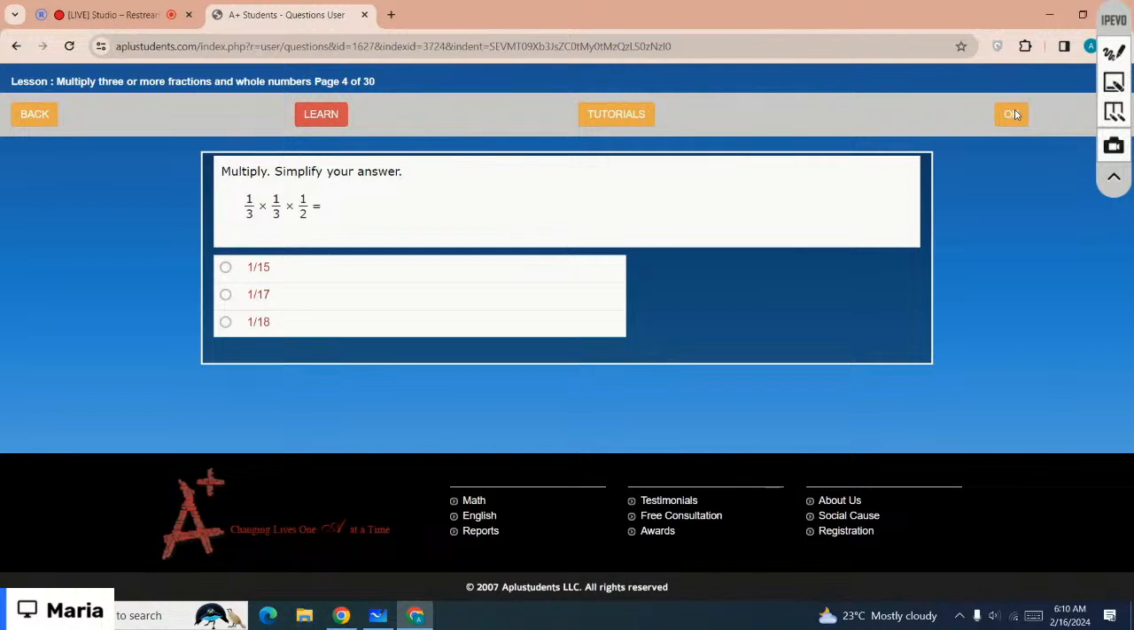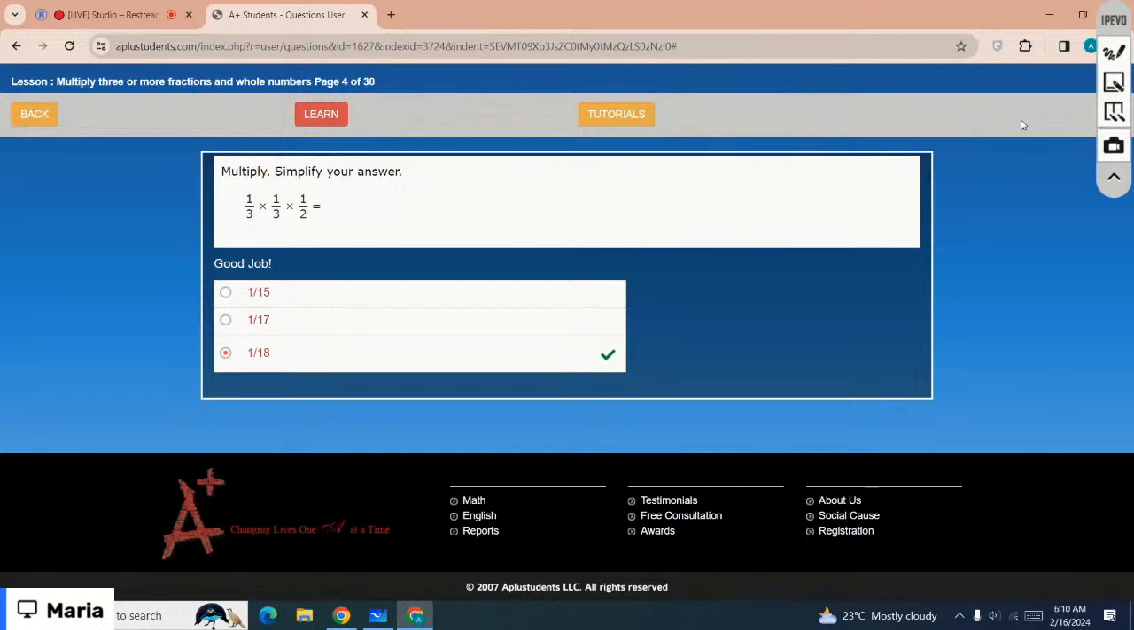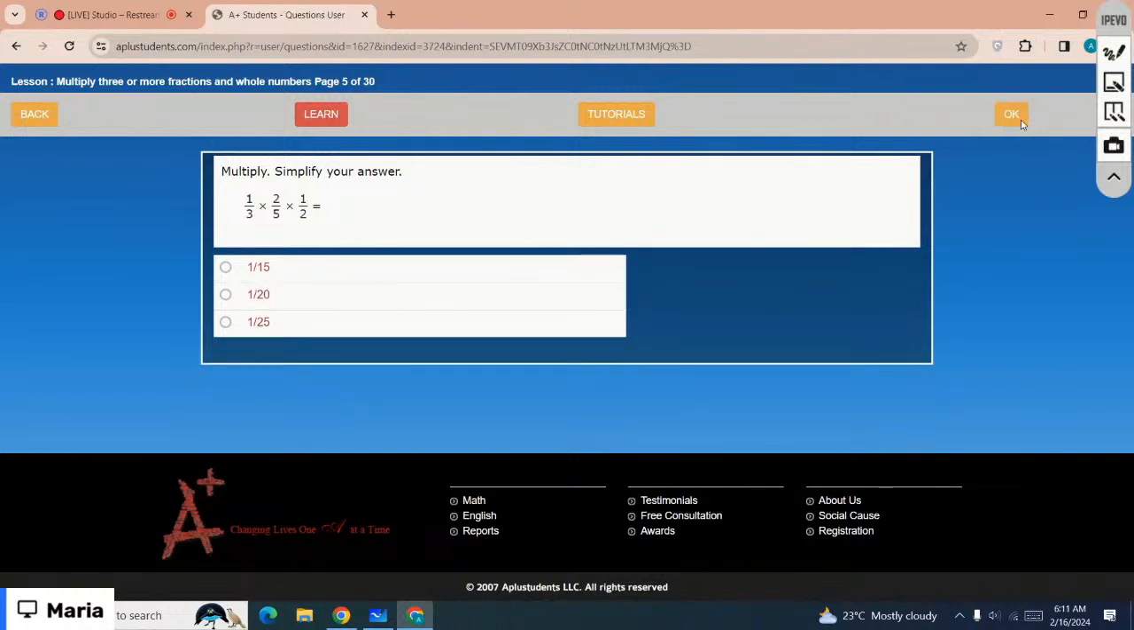Which is the correct option? That is 1 over 18, right? You have to multiply all the numerators and all the denominators. So the correct option is 1 over 18.